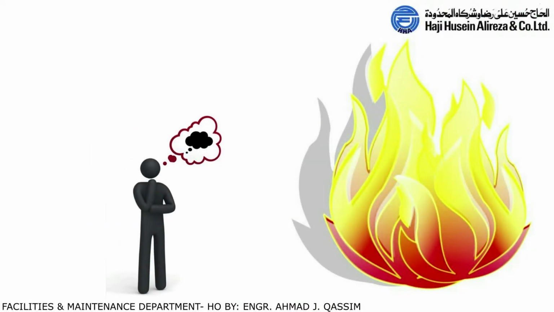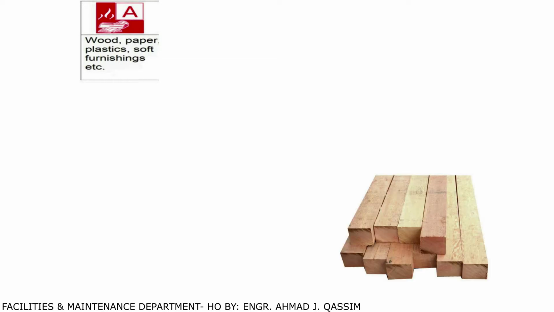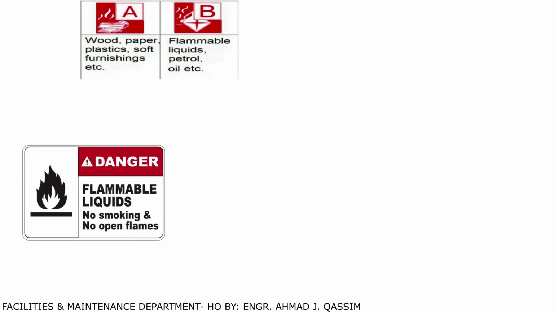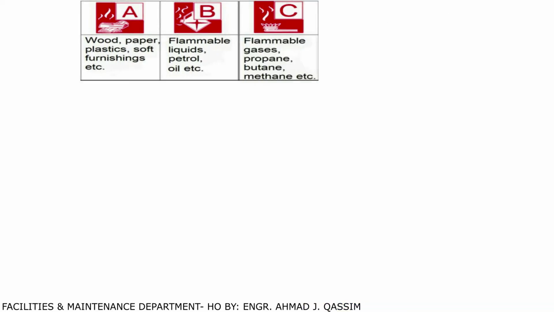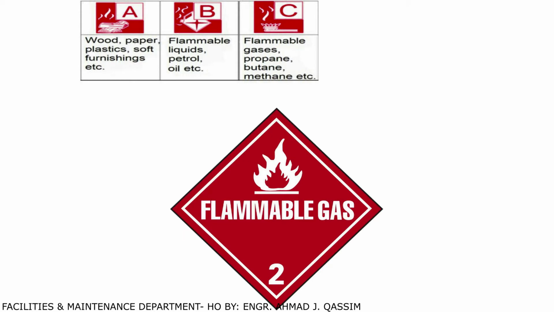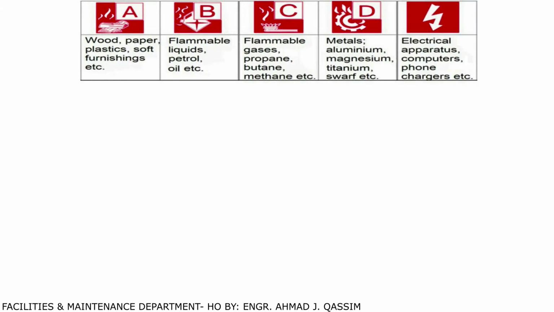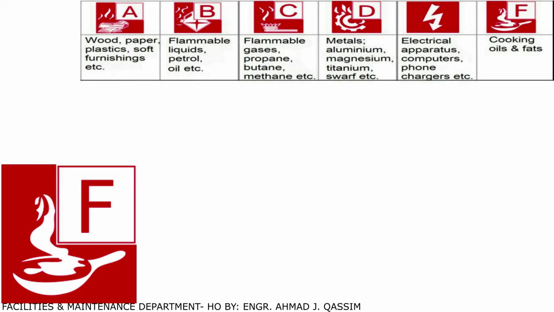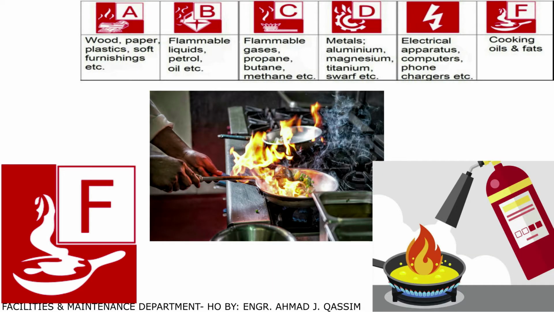In order to understand fire superbly, we must know the classes of fire. Class A, fires involving solid materials such as wood, paper or textiles. Class B, fires involving flammable liquids such as petrol, diesel or oils. Class C, fires involving gases. Class D, fires involving metals. Class E, fires involving live electrical apparatus. Class F, fires involving cooking oils such as in deep fat fryers.